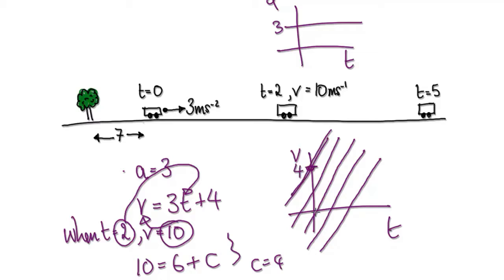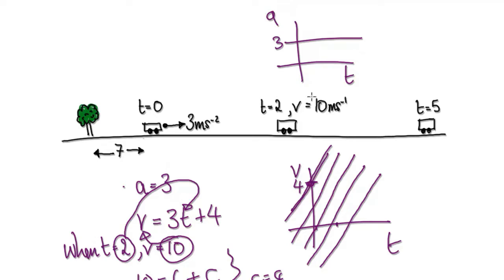So after 2 seconds, the velocity will be 10, because if you think about it, if the acceleration is 3, it means the velocity increases by 3 every second. So after 1 second, the velocity will be 7. And then another second later, the velocity will be 10. So an acceleration of 3 will mean your velocity increases by 3 each time. So we should be looking at this line here.